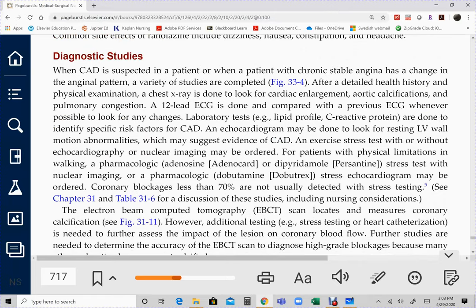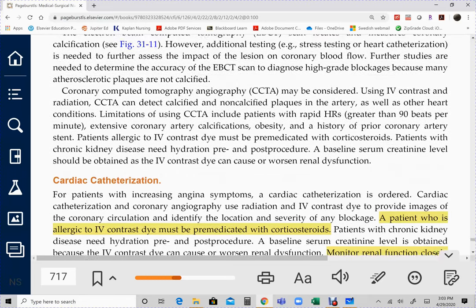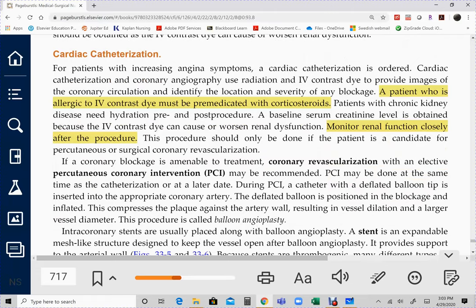Okay, diagnostic studies, we already discussed some of this in chapter 31. Cardiac catheterization is both diagnostic and therapeutic, meaning it's not only used to put a stent, it can also be used to diagnose, okay, how bad is the CAD, how bad is the obstruction or occlusion of your coronary arteries. Okay. So here are some pre-procedure nursing responsibilities.